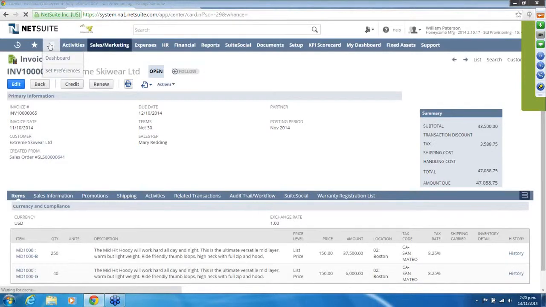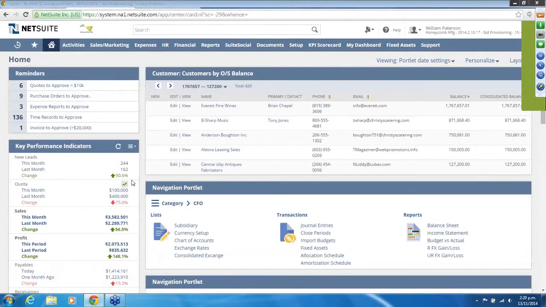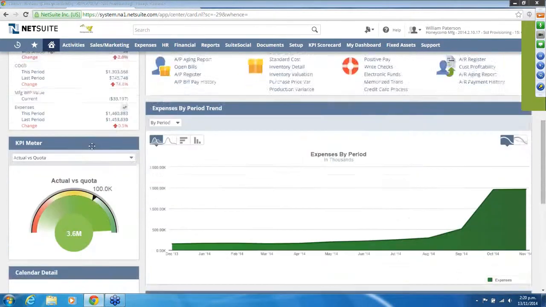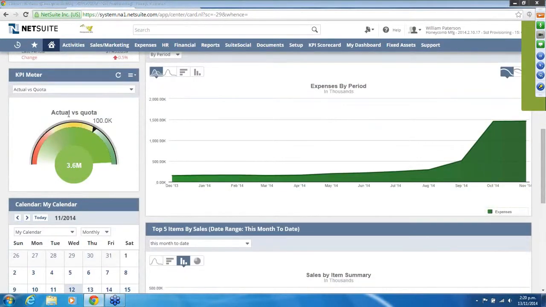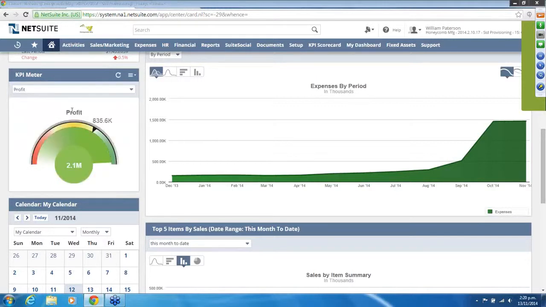Now if I come back to my dashboard, as a financial controller, there could be a lot of KPIs that I'm monitoring, so I could graphically represent those KPIs by using some kind of KPI meter. I can compare any of my KPIs and graphically represent those. If I focus in on expenses, we can see exactly how expenses this month compare to last month and whether or not we're going over. Likewise, if I wanted to look at other areas, whether it was profit or sales, that information is also visible to me.